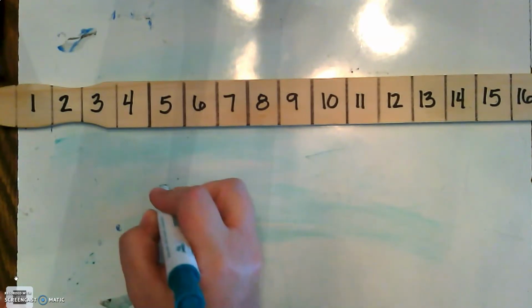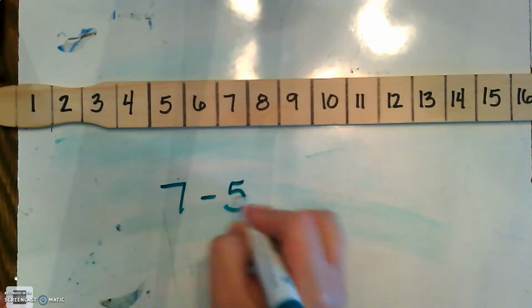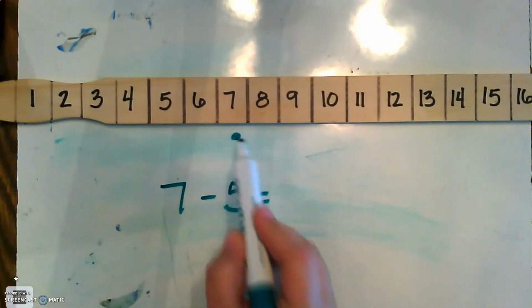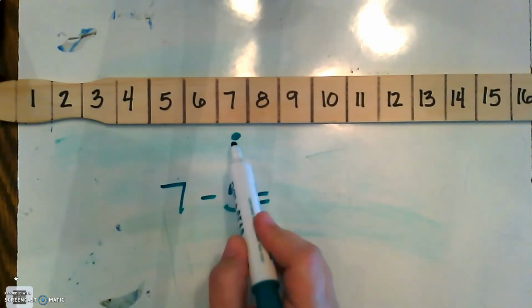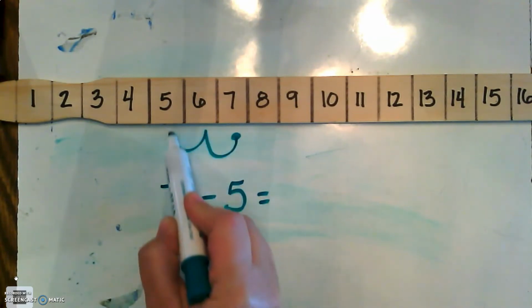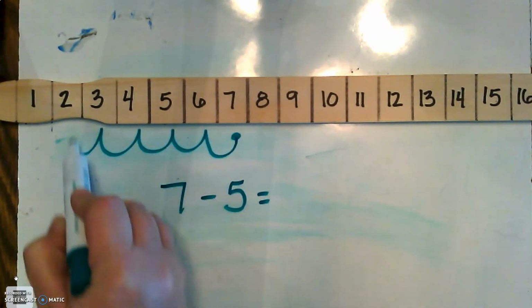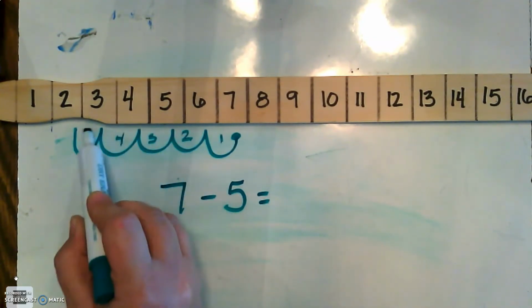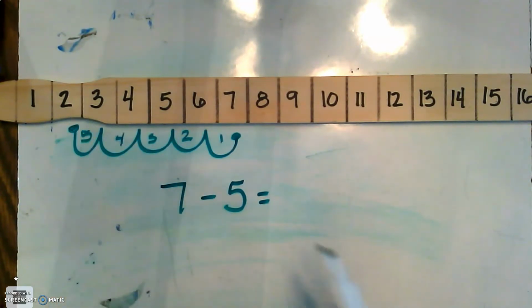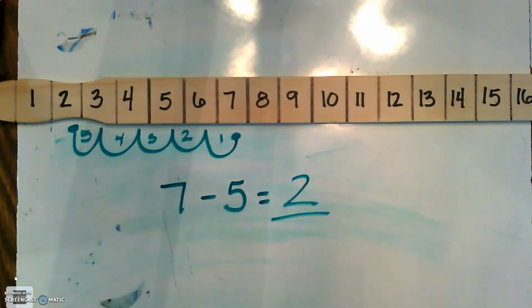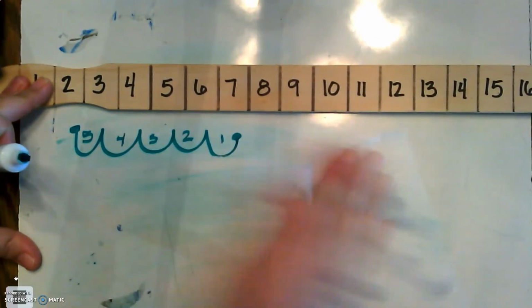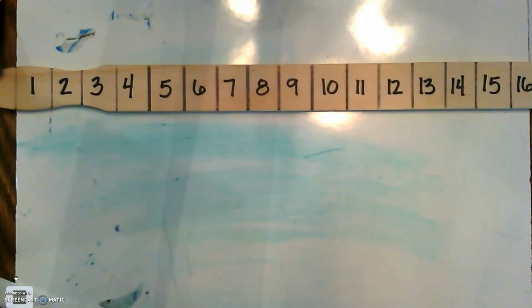Another one of our problems was 7 minus 5. So we started at 7, and then we had to subtract 5. So we're going to jump 5. 1, 2, 3, 4, 5. And we landed at 2. So 7 minus 5 equals 2. Again, we moved down or left on the number line.